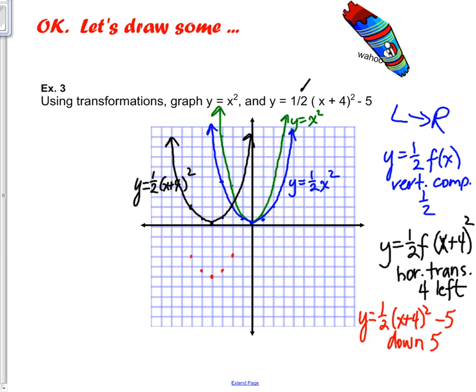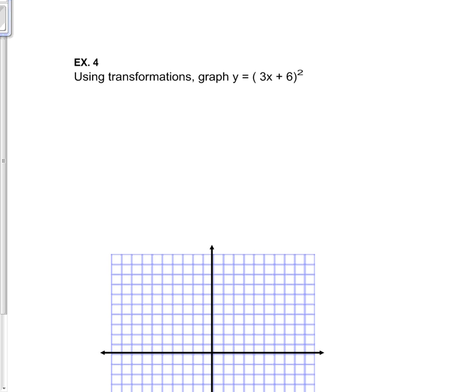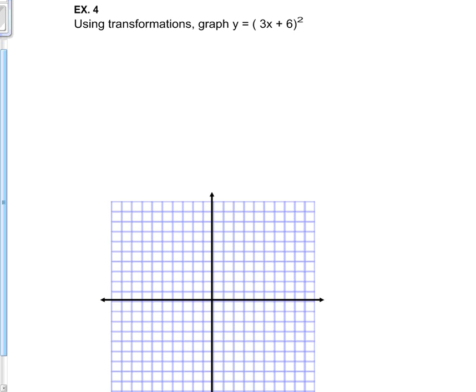And I will draw my function. So I have drawn that function using a series of transformations, and that is my final function, which we knew from grade 10. Using transformations, that means do one step at a time. Graph y equals (3x + 6) squared.